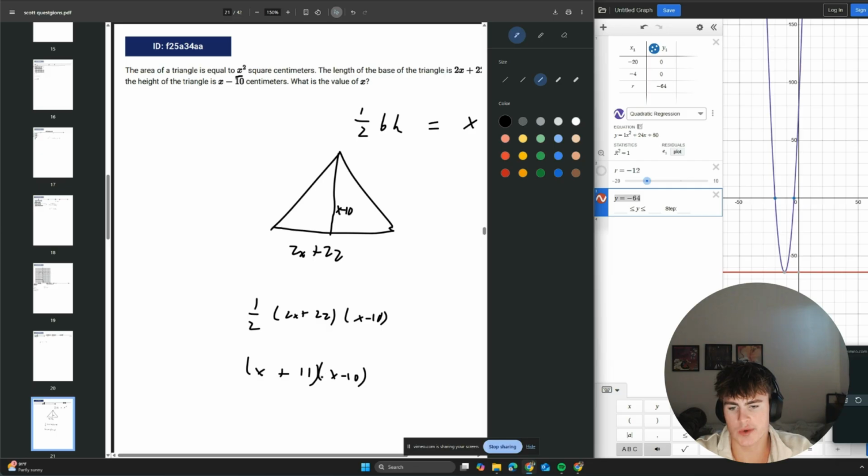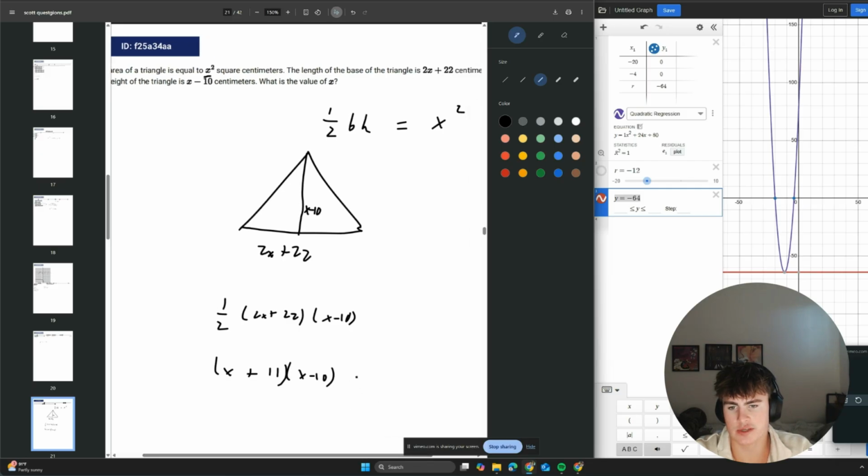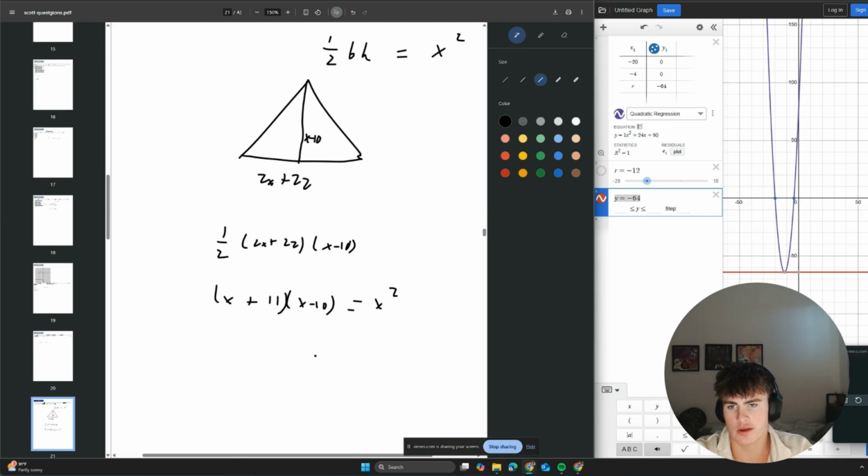So here's your equation of the triangle, and it tells you that this is going to be equal to x squared. So what I want to do first is distribute this stuff. Then I can solve for x. So I'm going to distribute: x times x is x squared. X times negative 10 is negative 10x. 11 times x is 11x.